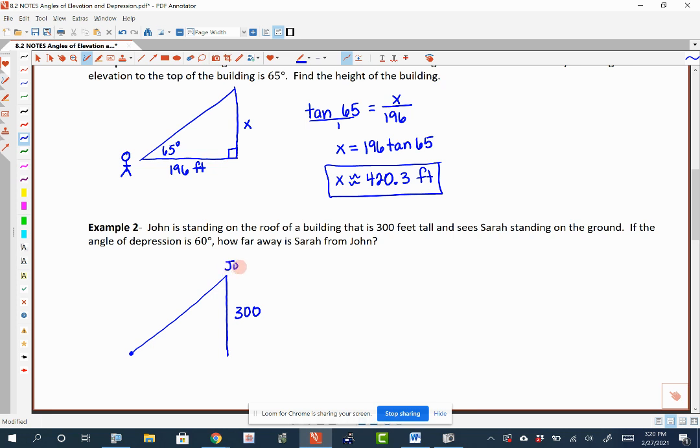So John is up here on the top. Sarah is down here on the ground. How far away is Sarah from John? So we're looking to find that distance. Well, this is creating a triangle.